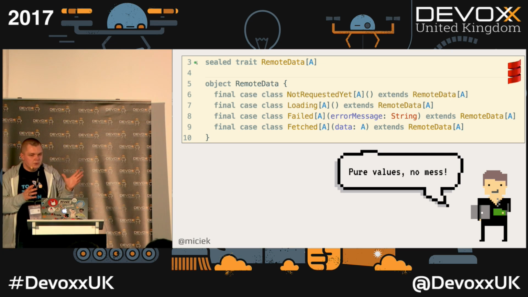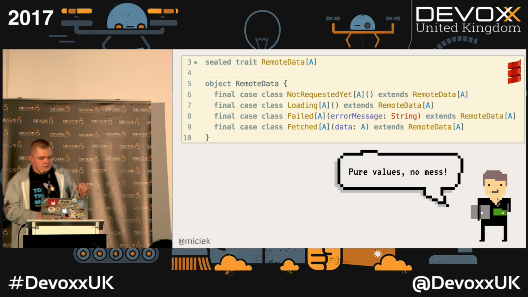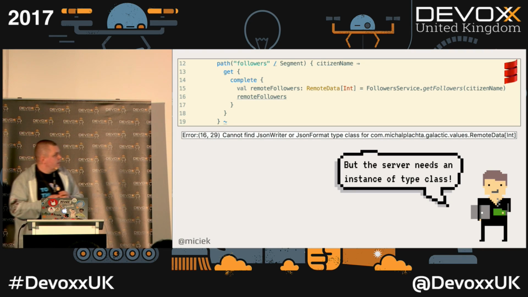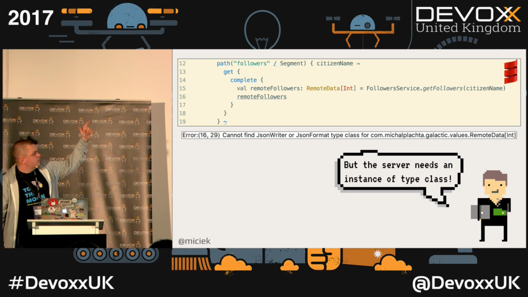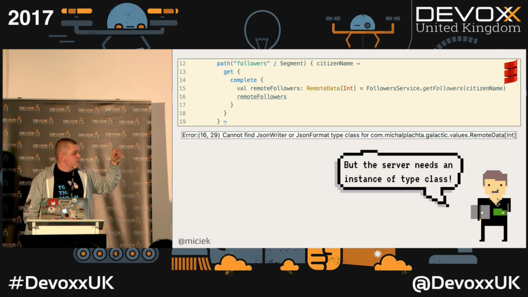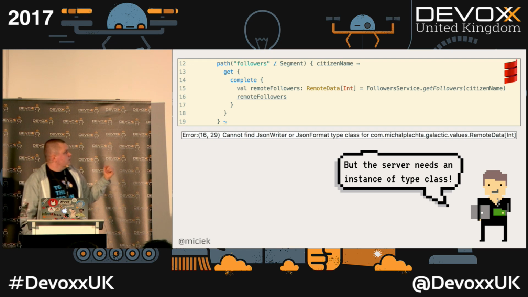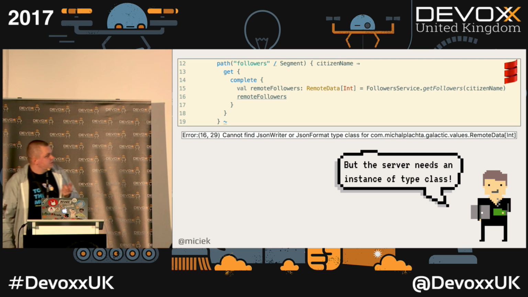So again, this is our remote data, a pure data type: a sealed trait and four implementations, four case classes, four product types, and pure values, as I said before. And now, this is an Akka HTTP server. Its endpoint is called followers, followed by the string with the citizen name, and then the request is get, and whenever the request is get, we can complete it with the list of followers for this citizen name.